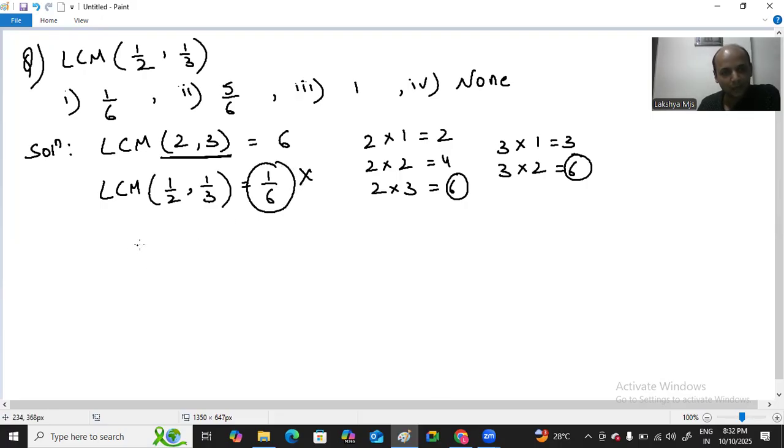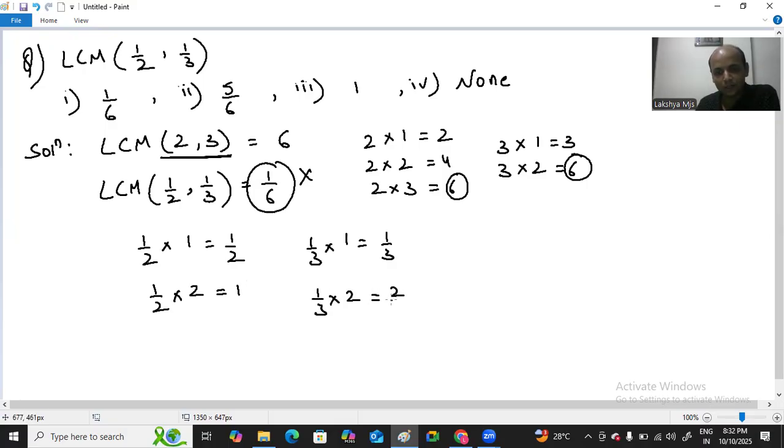Let us see that. So if you write the table of 1 by 2, 1 by 2 into 1, that is 1 by 2. 1 by 2 into 2, that is 1. And if you write the same table for 1 by 3, it is 1 by 3 into 1, that is 1 by 3. 1 by 3 into 2, that is 2 by 3. And now 1 by 3 into 3, that would be 1.